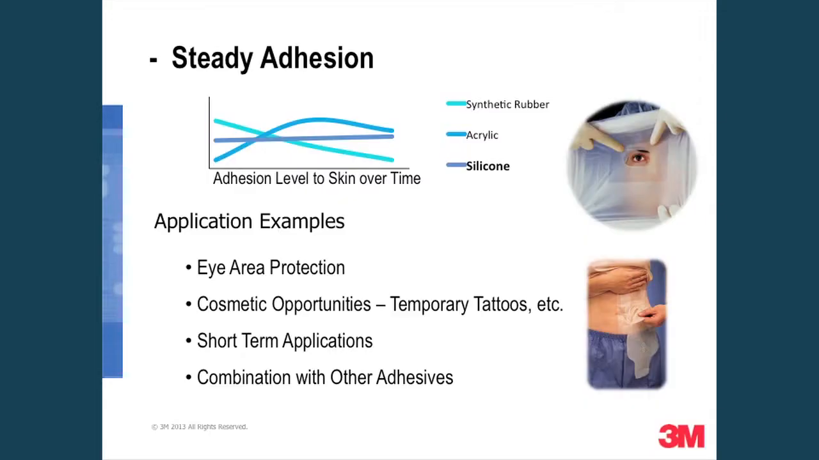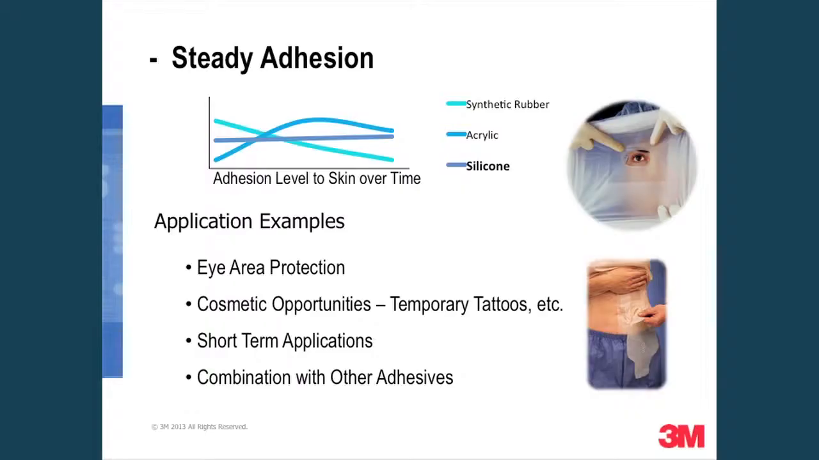Steady adhesion, another plus for silicone adhesives. The graph up there is just in general over time. Acrylic adhesives tend to build. They'll start off a little low on adhesion, but they will build with time. Synthetic rubber adhesives, you have the really great quick stick, but after 3 days they tend to fall off. And silicone adhesives just have a very steady, good quick stick, and they also have a nice steady adhesion at the end of the 1 to 3 days wear time, depending on the application.